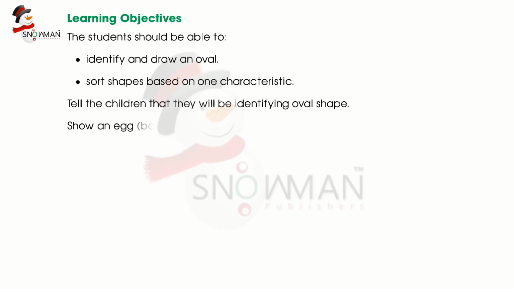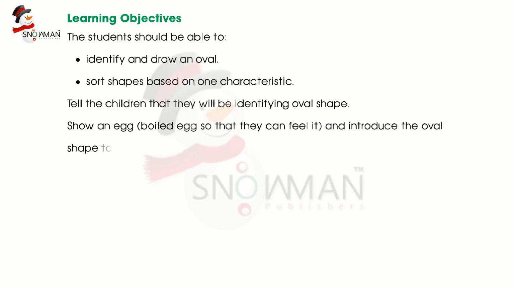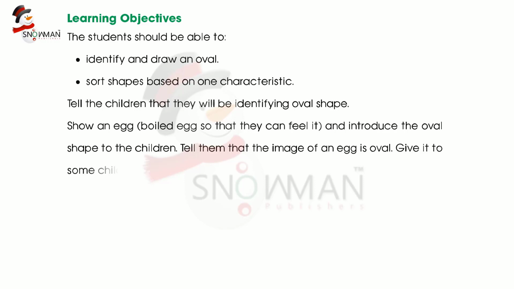Show an egg, a boiled egg, so that they can feel it, and introduce the oval shape to the children. Tell them that the image of an egg is oval. Give it to some children to feel it and then pass it on. Play a game with children.